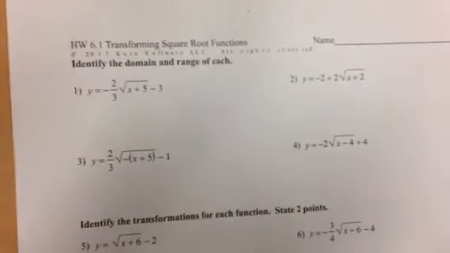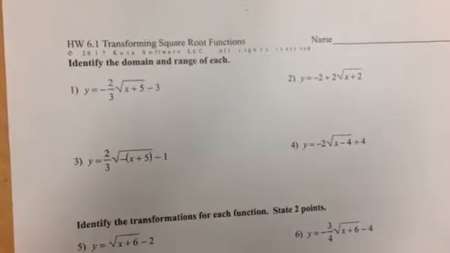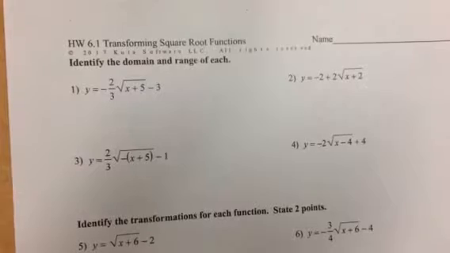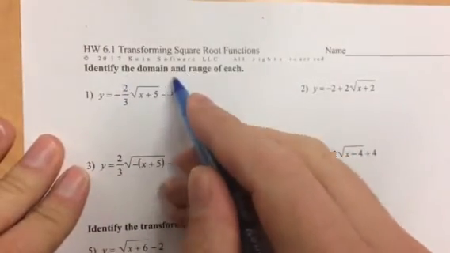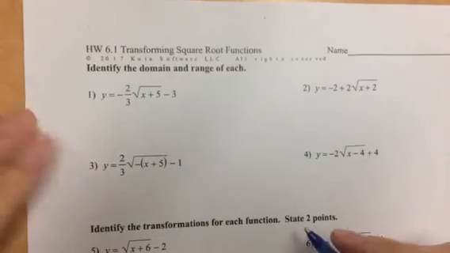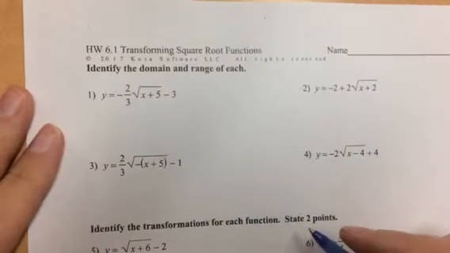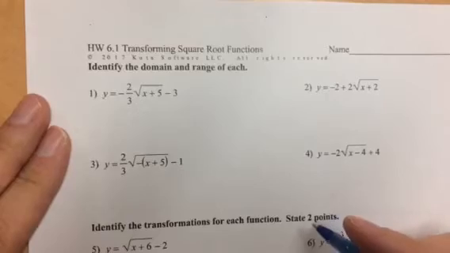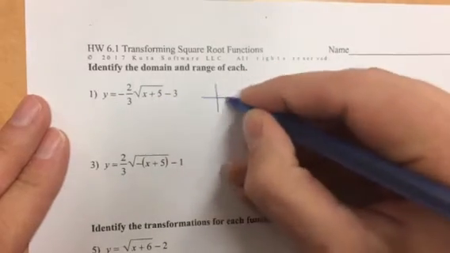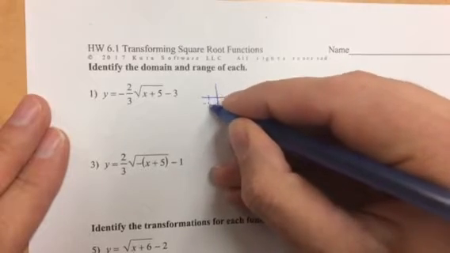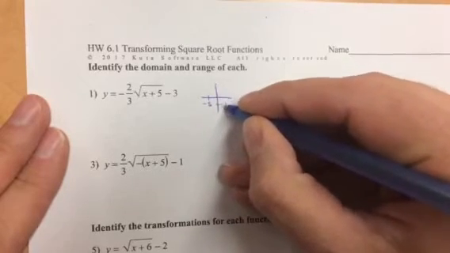In homework 6.1, we're working with transformed square root functions, and we're going to be finding a lot of things about them. The first thing it talks about is finding the domain and range. Before I find the domain and range, I don't do this on paper, but I do make a little graph in my head of what it looks like. We know that this is a shift to the left by 5 and down by 3.